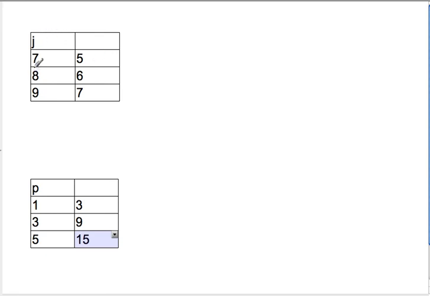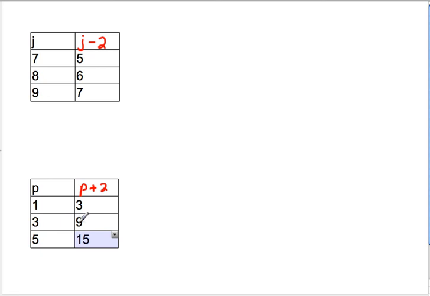Okay, so here we're starting with a 7. What are we doing to get a 5? Well, we could be subtracting 2, so J minus 2. And then it has to work for every single one here. So 8 minus 2 is 6, 9 minus 2 is 7, so J minus 2 works. Let's try this one. So P. To go from 1 to 3, we could be adding 2. That works.